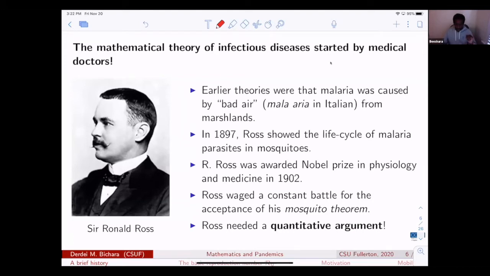So what he did is he went and did some mathematics, because with mathematics, you cannot really argue with it, right?